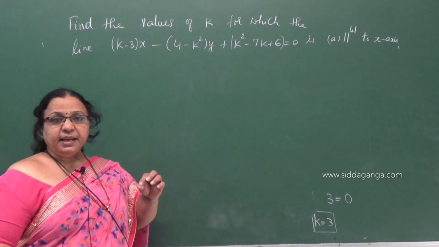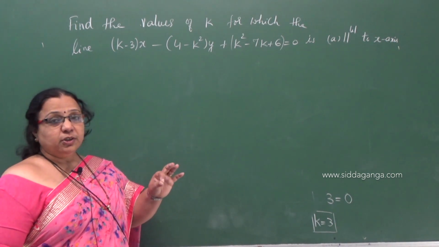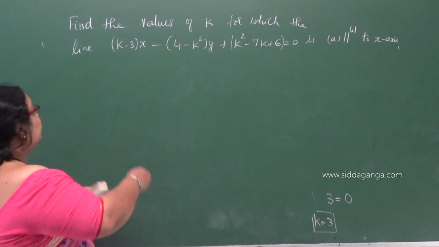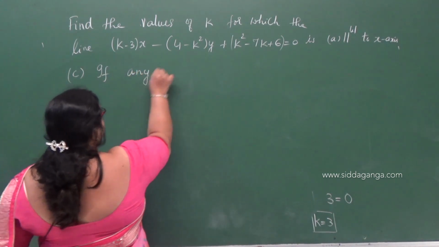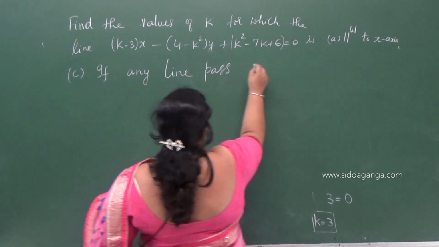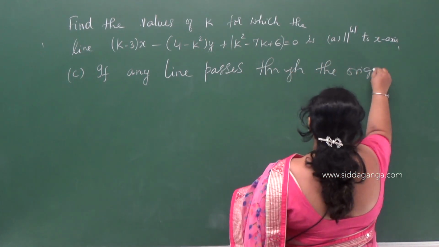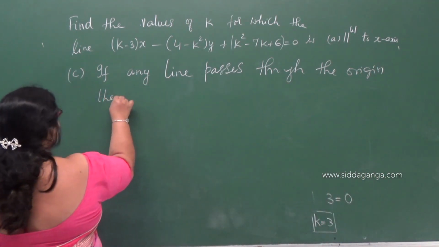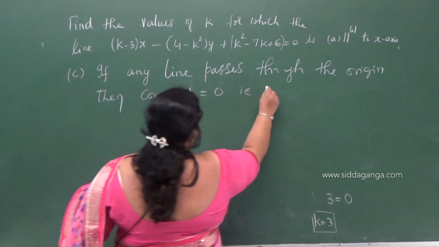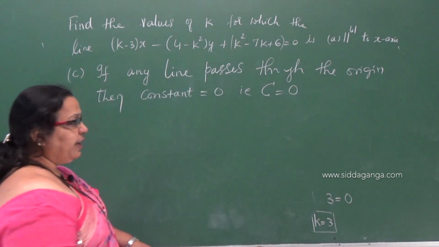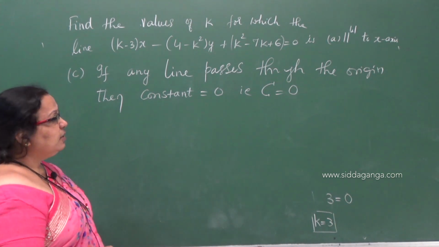So if any line passes through the origin, it means that the constant term c should be equal to 0. So for sub-division 3 question, if any line passes through the origin, then the constant must be equal to 0, which means that the constant term in the general equation, it is nothing but denoted by C. So therefore, C should be equal to 0.